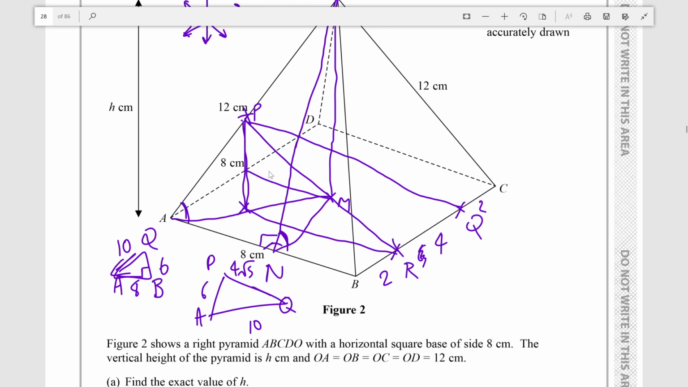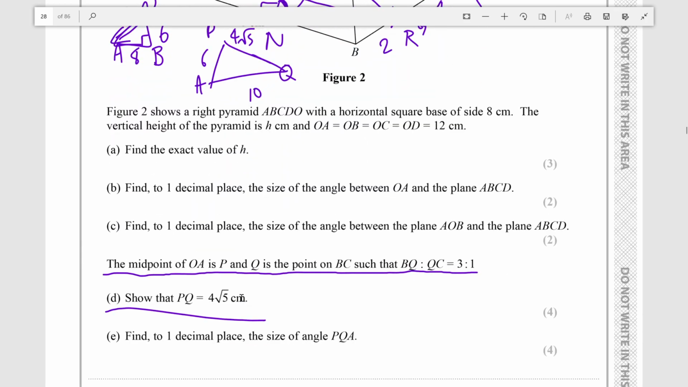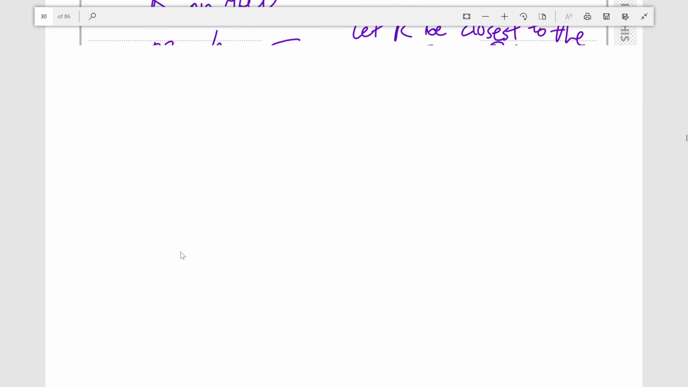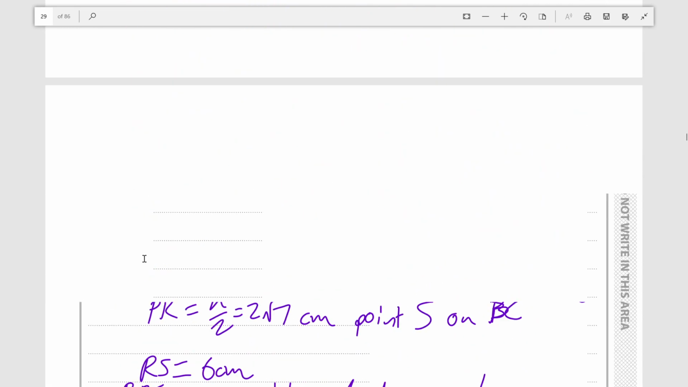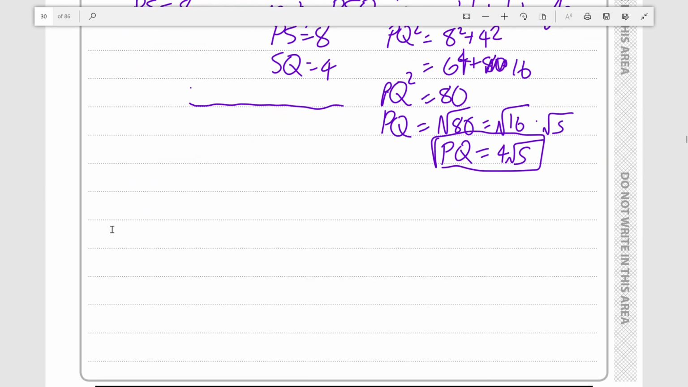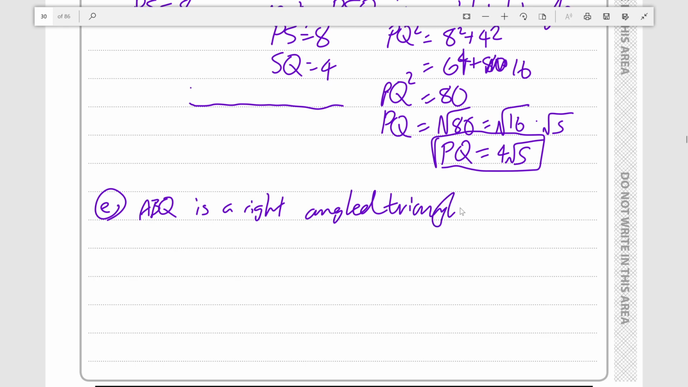So now let's go write this out in working, and we will use the cosine rule, c squared equals a squared plus b squared minus 2ab cos c, to figure out the angle PQA. Now, let us get to work. We have our answer for D here, and now we will give our answer for E. ABQ is a right angle triangle. Therefore, AQ squared is equal to 6 squared plus 8 squared is equal to 100, and then AQ is equal to 10.